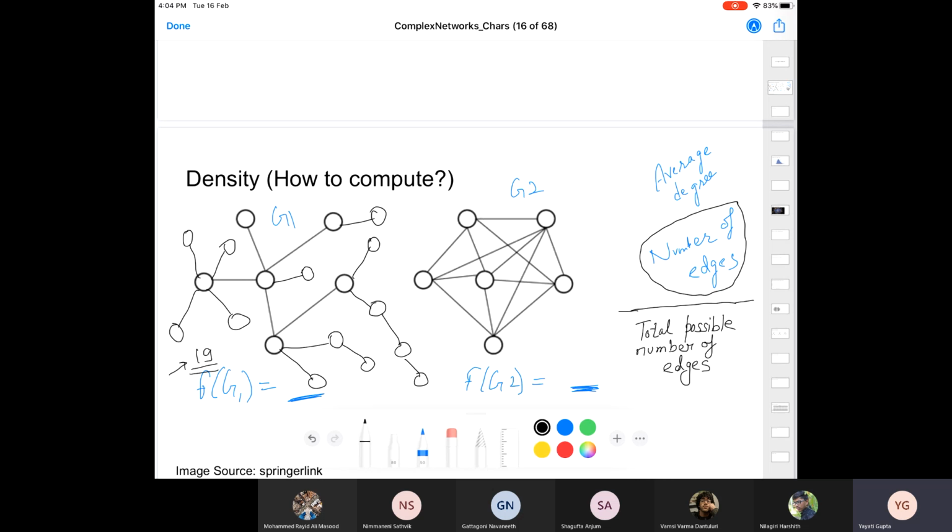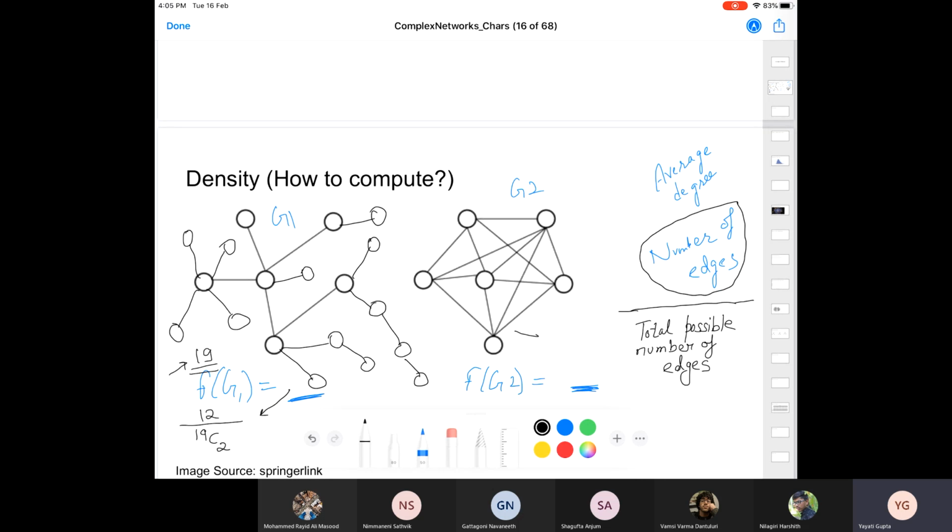If you have a graph on 19 vertices, how many total possible edges can be there? We are talking about an undirected graph here. 19 choose 2, right? Yes, Ali. 19 choose 2. So that's the correct answer. And what will go in the numerator? How many edges are there? So you can calculate. I think there are roughly 12 or 13 edges in this graph here.